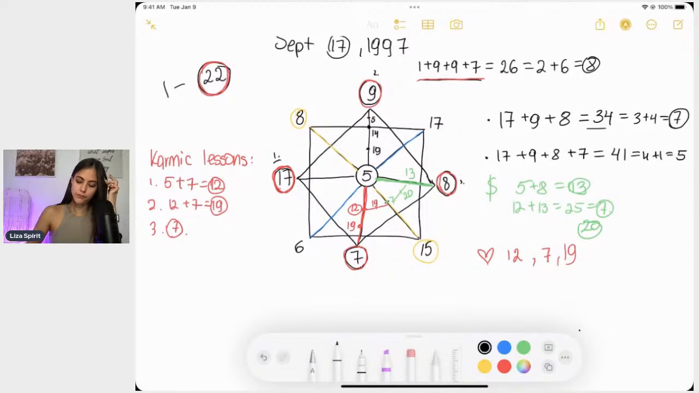This number 8 is part of the money line, as you could see. So it is related to money. That's the main karmic lesson when it comes to money.